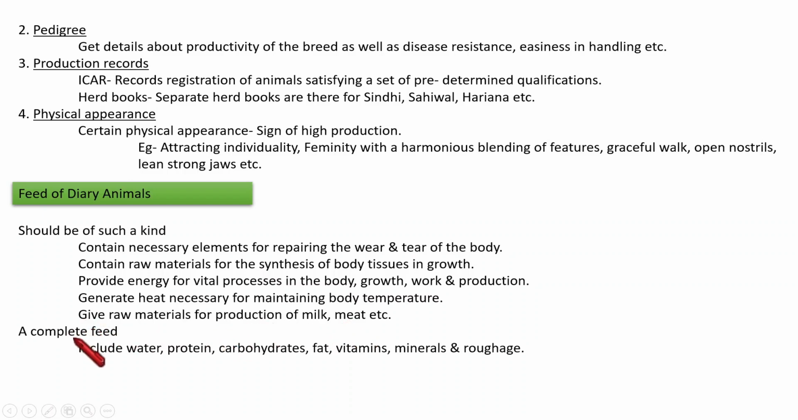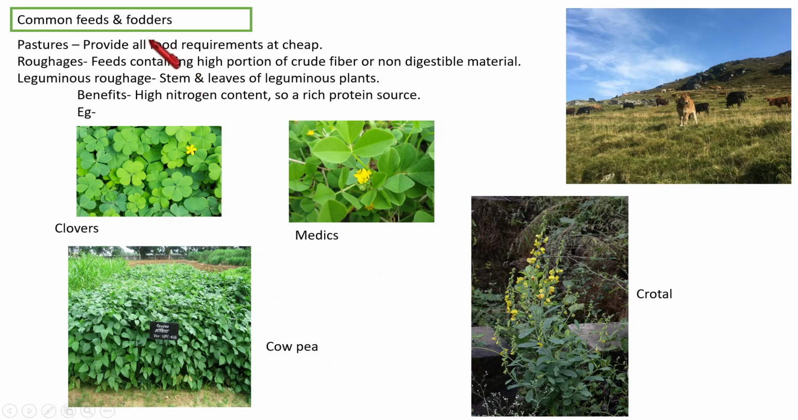Then when can we call a feed complete? When it includes water, protein, carbohydrates, fats, vitamins, minerals, and roughages, then that feed is a complete feed. Then let's have a look at all the common feeds and fodders. Pastures. Pasture is the cheapest means through which we can provide almost all requirements for a dairy animal. This is a pasture.